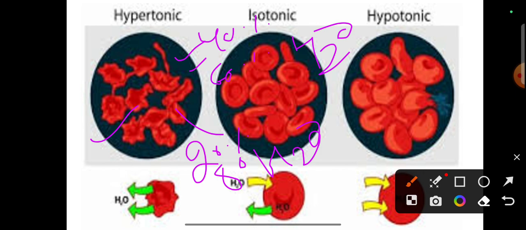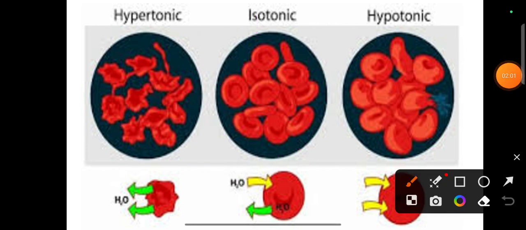So due to osmosis, water has a tendency to move from a solution that has higher concentration of water to a solution which has lower concentration of water. So water will move out of the cell, due to which the cell will shrink and ultimately it will die.